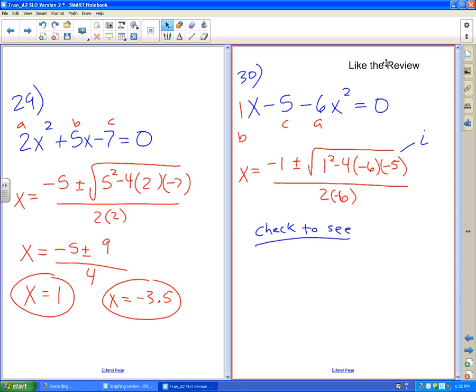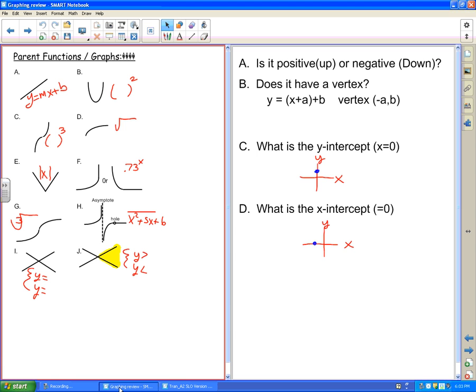Okay. All right. So then it leads to graphing, and with the graphing ones, what I want you to realize is the following. You need to first be able to match, so at first you need to be able to match which one is which. The second thing you need to be able to do is these different things: positive or negative, is it up or down?